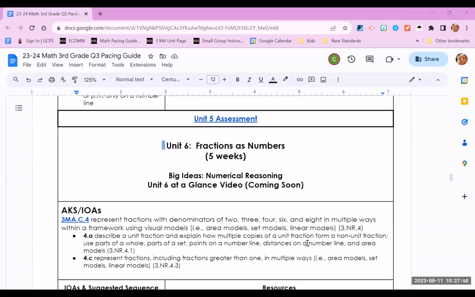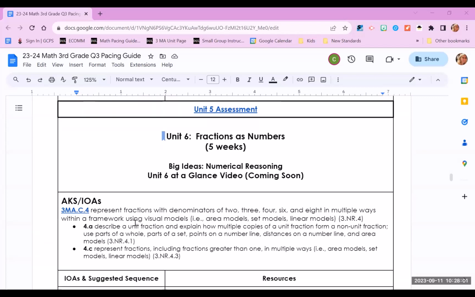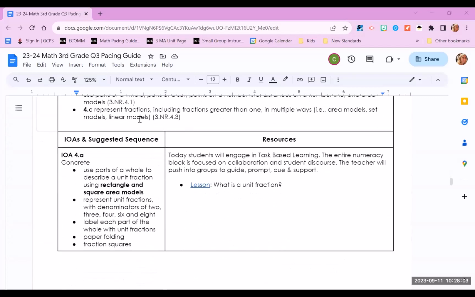In the next box, we will see the AKS and IOAs that will start the unit. Unit 6 will begin with AKS 4, IOA 4A, and IOA 4C. Remember, the left-hand side of the pacing guide will list the progression through concrete, representational, and abstract strategies. The bullets also indicate the learning objective for the day, as well as suggested manipulatives.